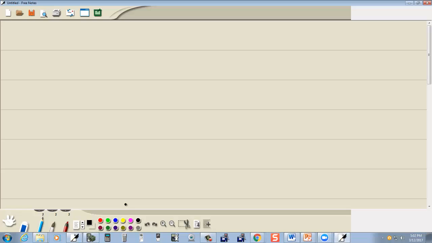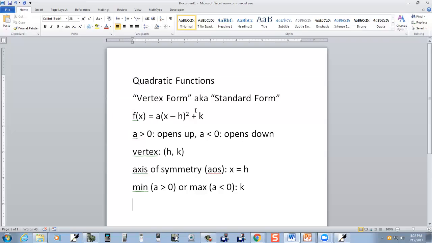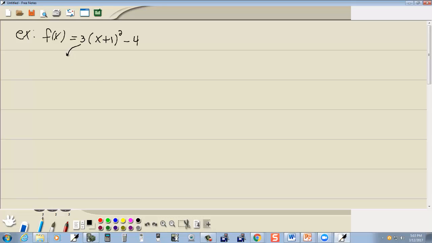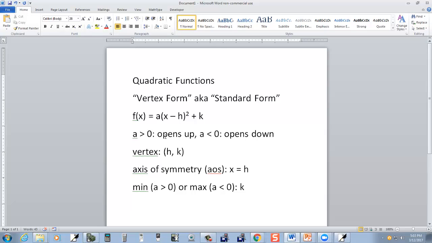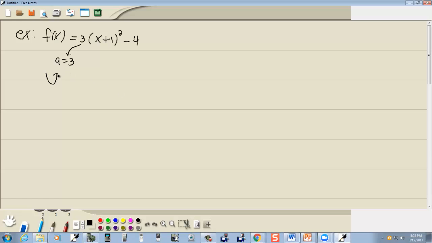Let's take a look at an example of that. We've got f of x is equal to 3 times (x plus 1) squared minus 4. Now let's find all the different components. First, let's talk about whether it opens up or opens down. Now a is whatever number's in front of your parentheses here. So a is 3. Now if there's no number here, it's by default 1. Now that's positive. Since a is greater than 0, that tells us our graph opens up, like this.